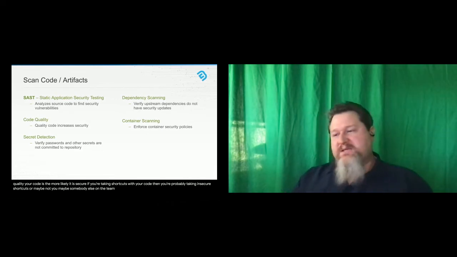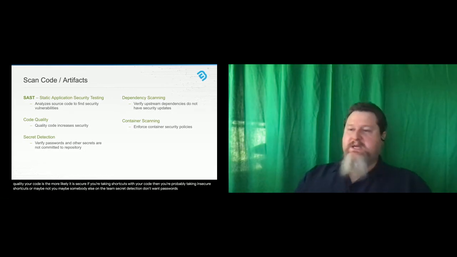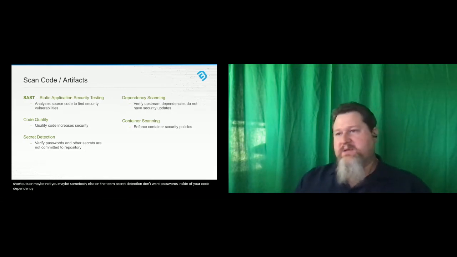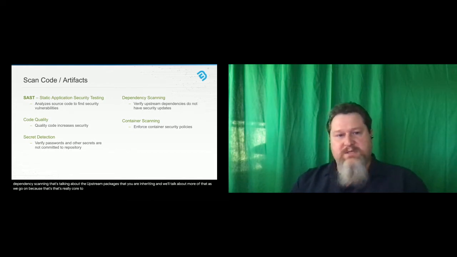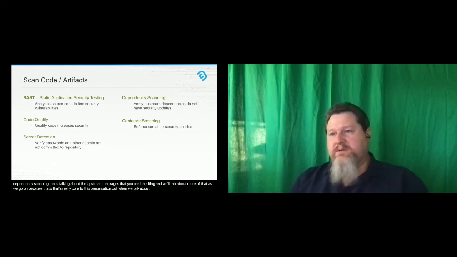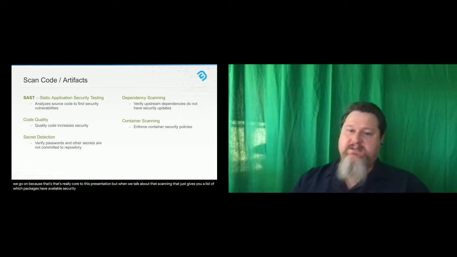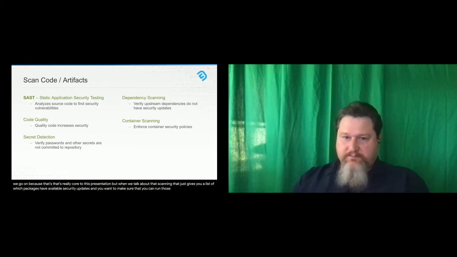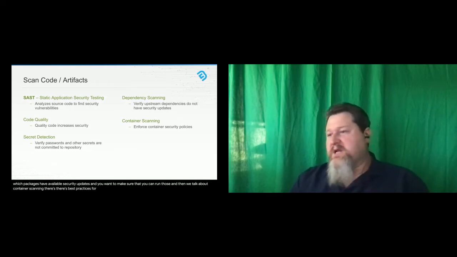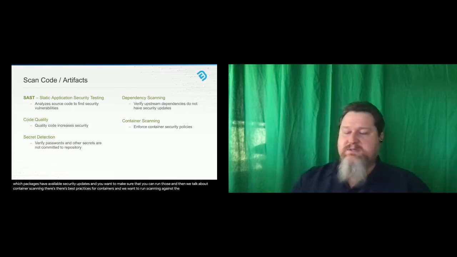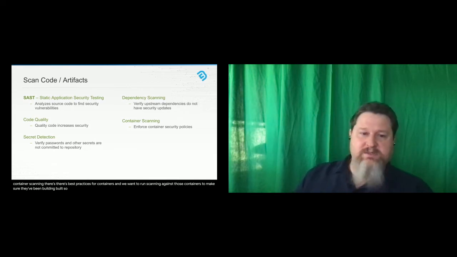Secret detection. Don't want passwords inside of your code. Dependency scanning. That's talking about the upstream packages that you are inheriting. And we'll talk about more of that as we go on, because that's really core to this presentation. But when we talk about that scanning, that just gives you a list of which packages have available security updates, and you want to make sure that you can run those. And then when we talk about container scanning, there's best practices for containers, and we want to run scanning against those containers to make sure they've been built securely as well.